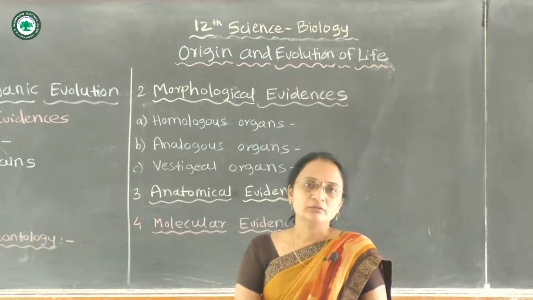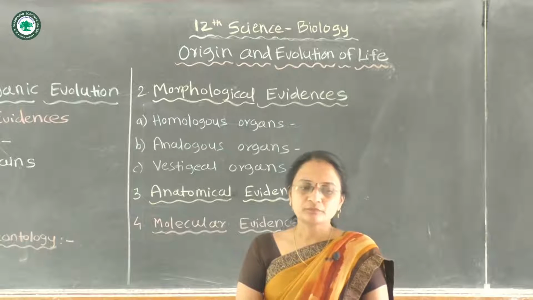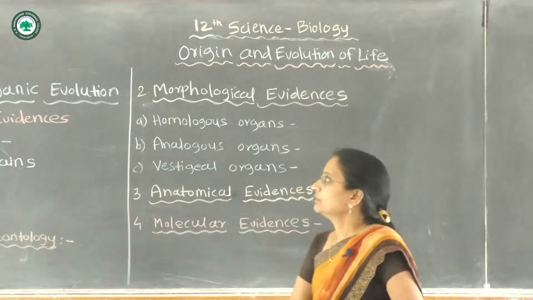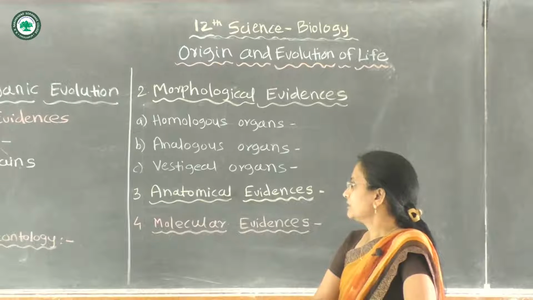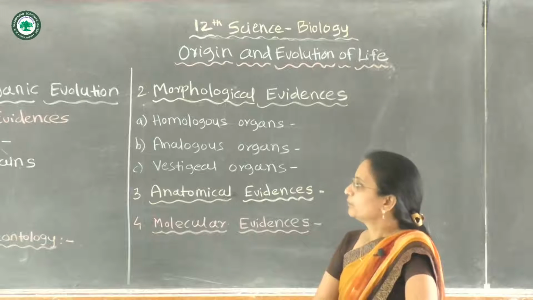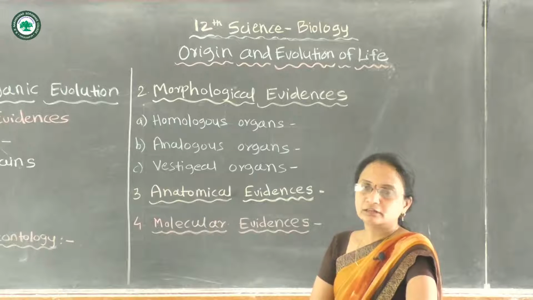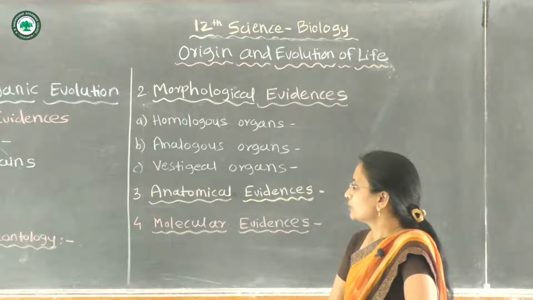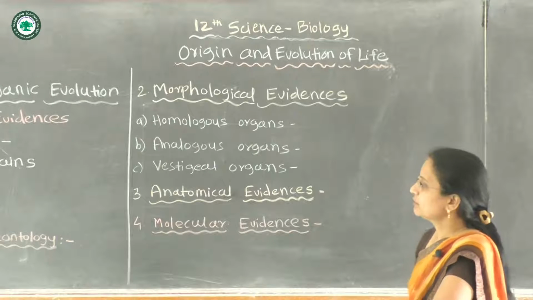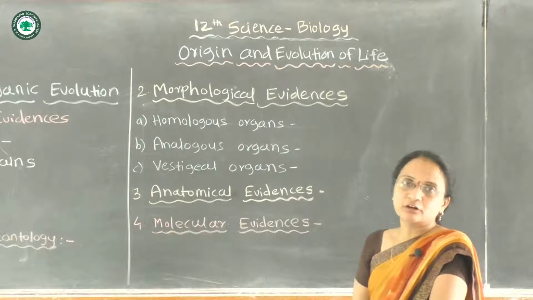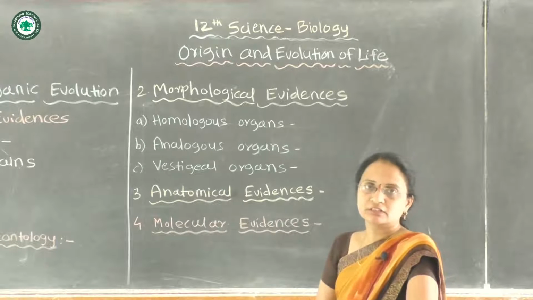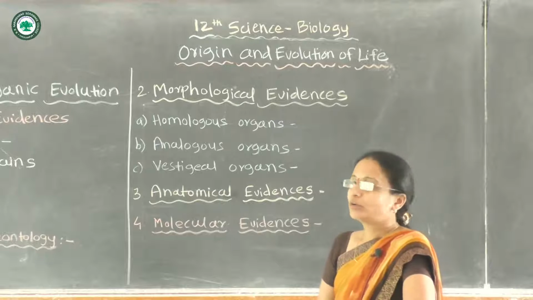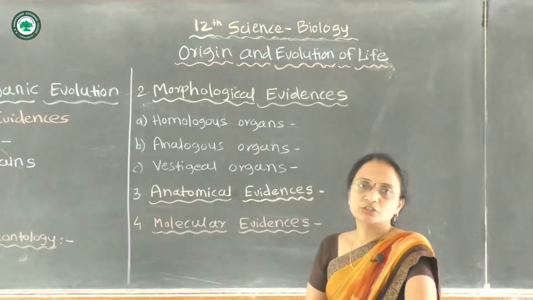There are four major evidences for organic evolution: paleontological evidences, morphological evidences, anatomical evidences and molecular evidences. Anatomical evidences show the various developmental stages, molecular evidences show how DNA and RNA get formed in the cell, and paleontological evidences are the fossils. Now come towards the first, the paleontological evidences.